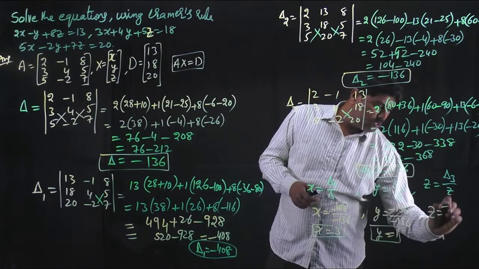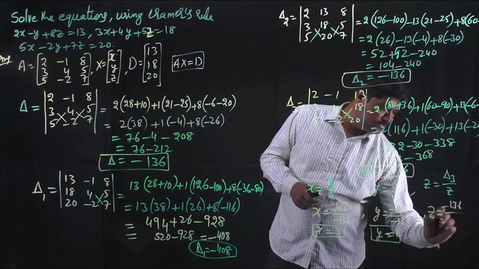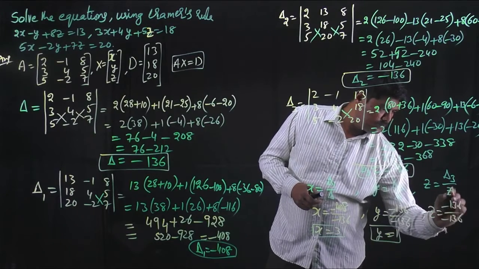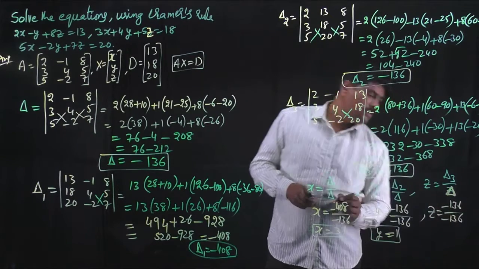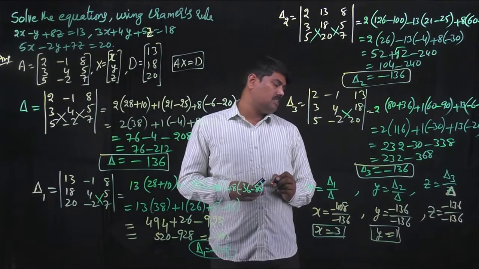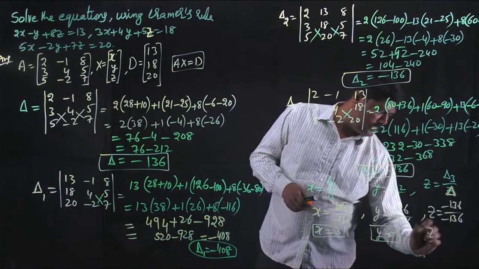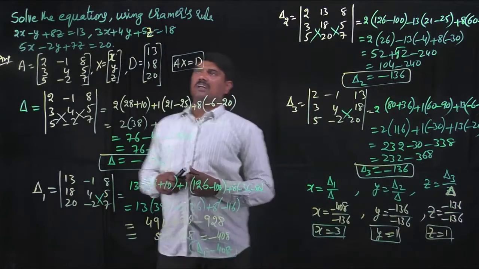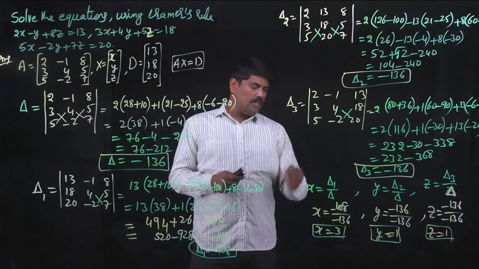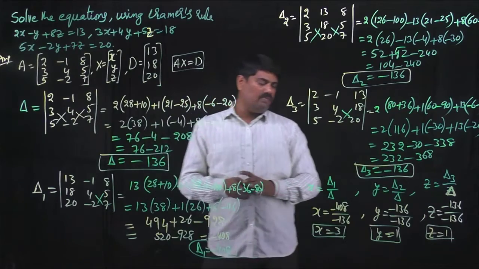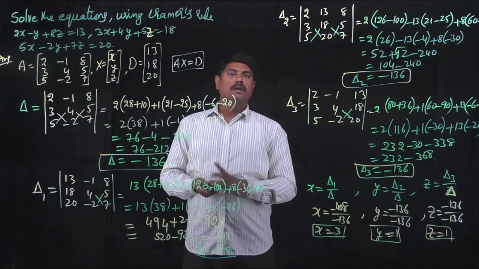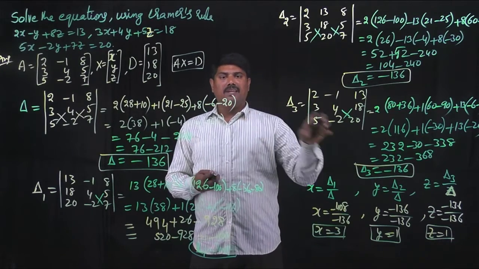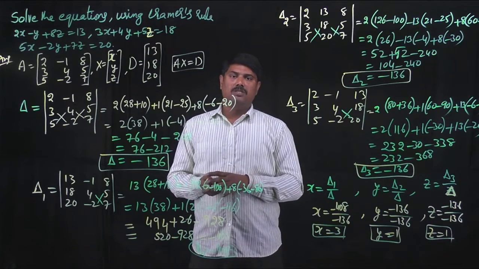z is also minus 136 by minus 136. Again z value is 1. So the solution for the given equations using Cramer's rule is 3, 1, 1: x value 3, y value 1, z value 1. Now you can check whether your answer is correct or not.